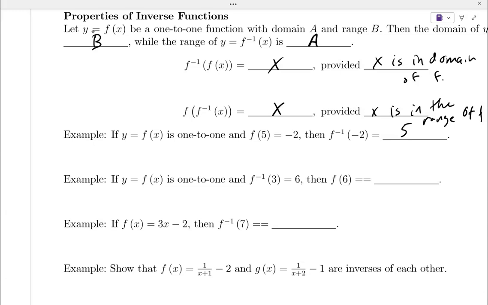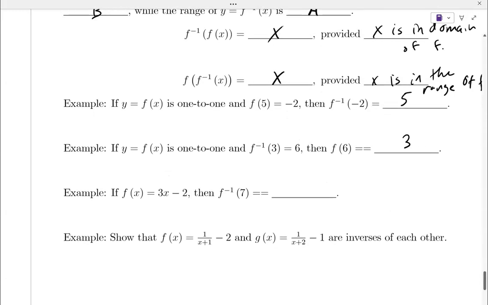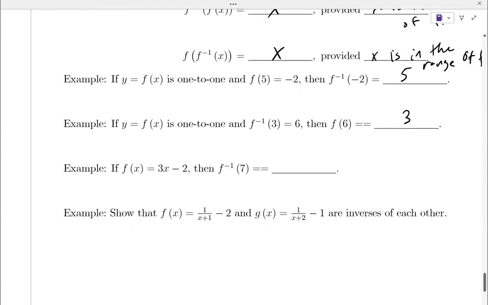What about the next one? If f inverse of 3 is 6, what's f of 6 going to be? 3. Again, they reverse them, right? Doesn't matter the order. The input for the inverse is the output for the original. The output for the inverse is the input for the original. So they just flip-flop. Is that okay? We're just recognizing that they're interchanging, right?